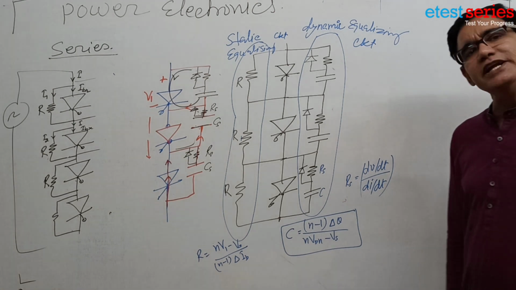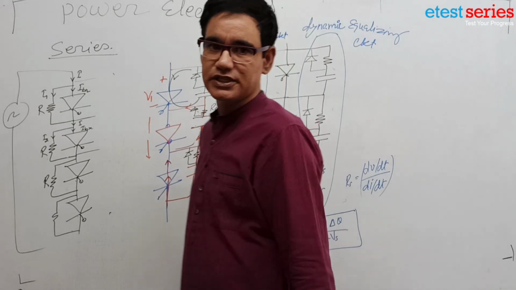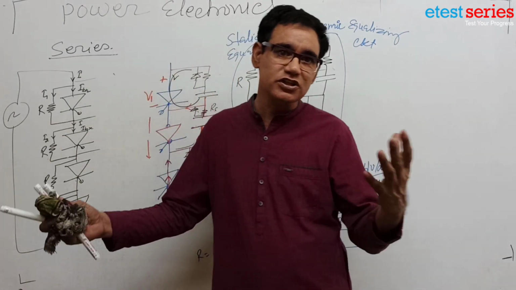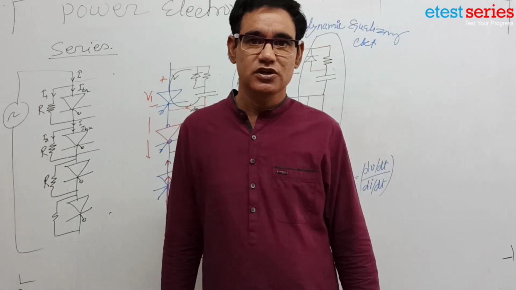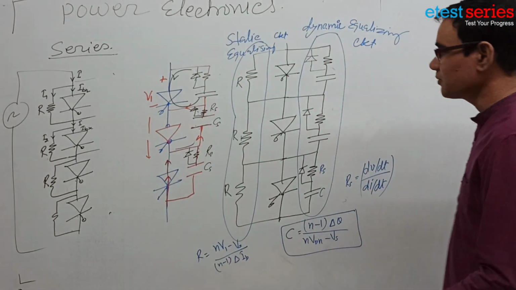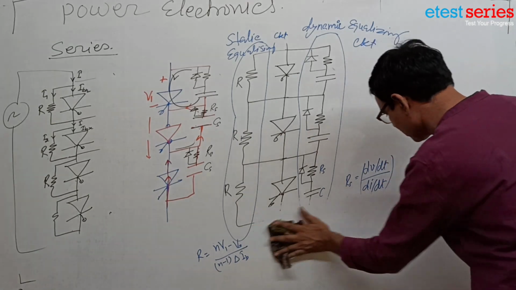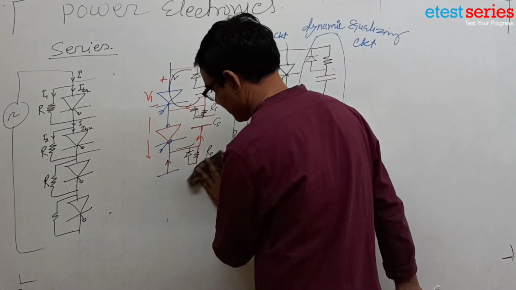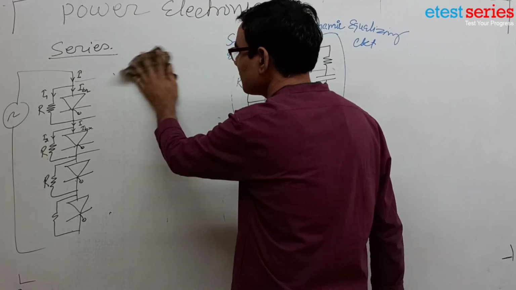So this is the static equalizing, and dynamic equalizing means this is the series operation of SCR, and these are the protection in a series operation. So this is about the series operation and its protection. Now we are taking the parallel operation of SCRs.